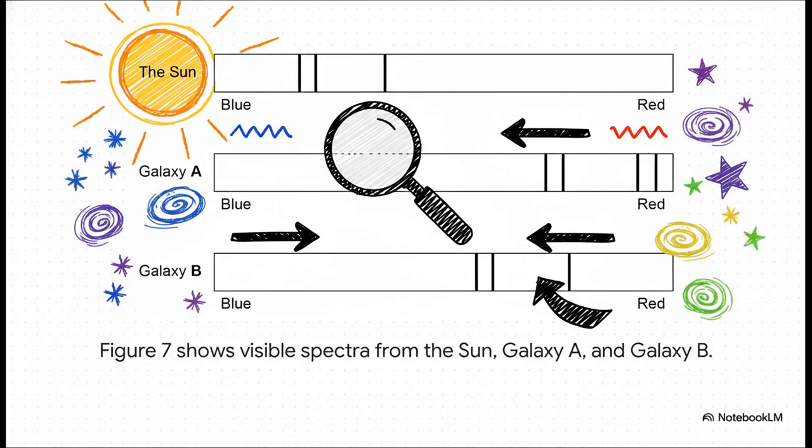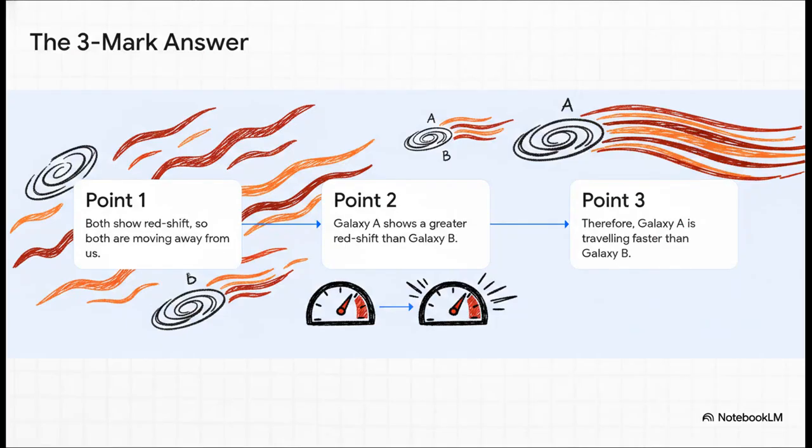This is your evidence. You've got the light spectrum from our sun as a baseline, and then you have the light from 2 faraway galaxies, A and B. The whole question is about what this tells you about how they're moving. Just look closely at how those dark lines have shifted to the right for both galaxies. That's the key. So how do you turn that observation into 3 marks?